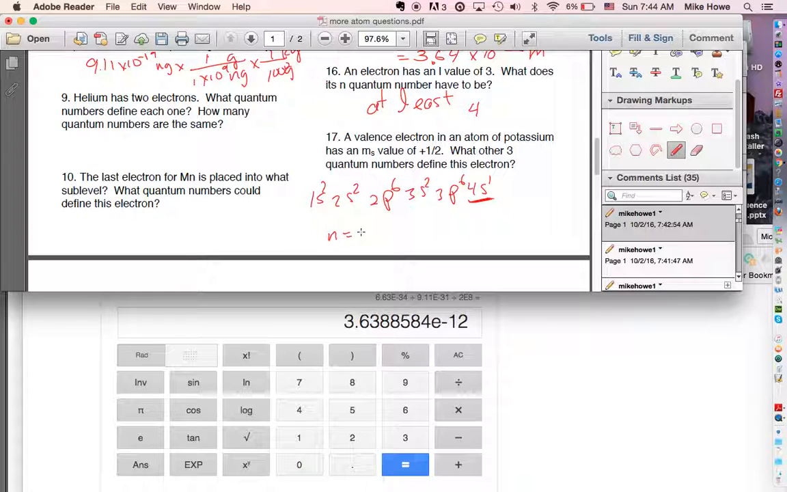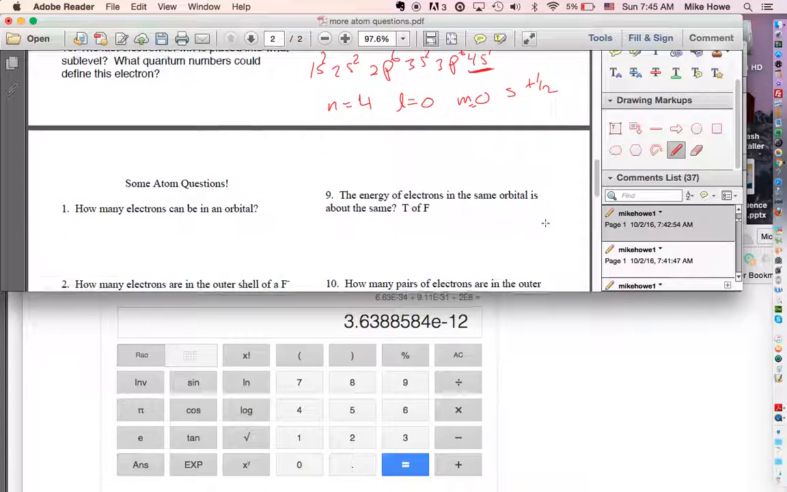n equals 4. l for an s sublevel equals 0. If l equals 0, there's only one m value, and that's 0 also. So m equals 0. So it's 4, 0, 0. So the 4 quantum numbers for that electron would be 4, 0, 0, positive 1/2. So that's the end of that sheet.